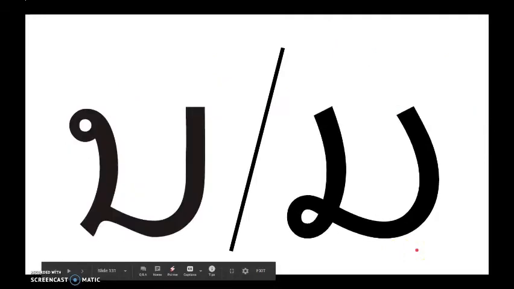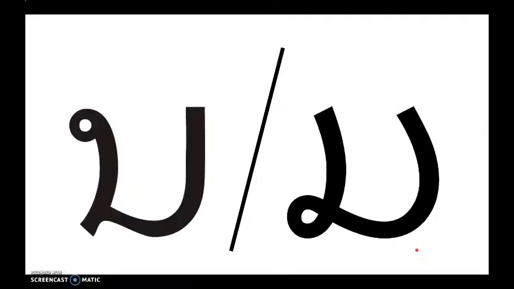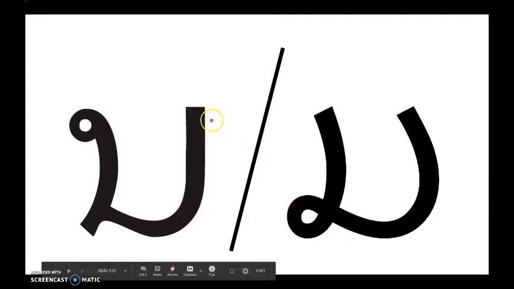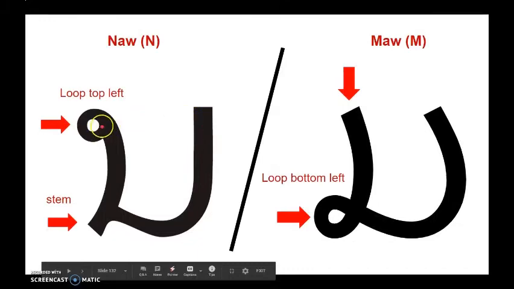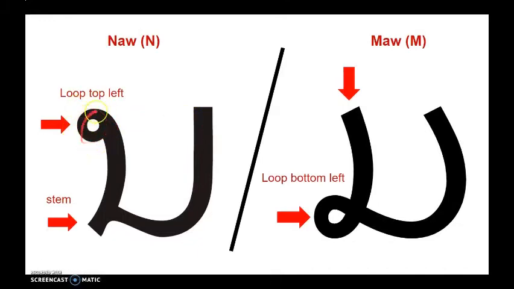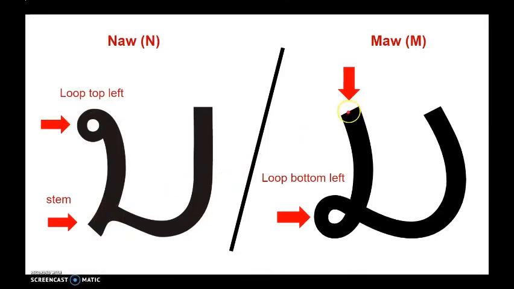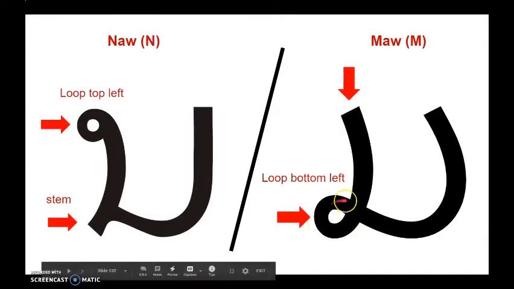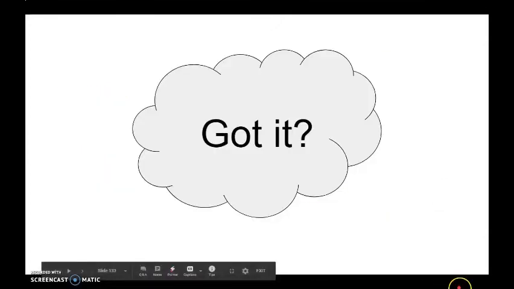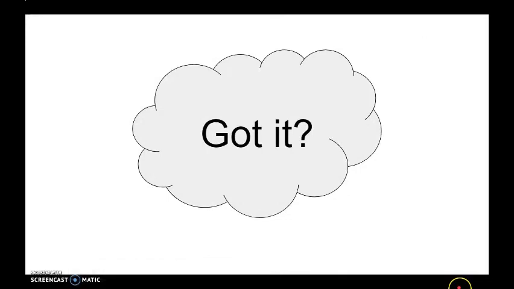And how about these two? Do you remember the difference between these two? What these are again? Okay, we've got gnaw over here on the left, one loop and a stem, and we've got maw on the right, no loop at the top left, but a loop at the bottom left. You got it? Okay.